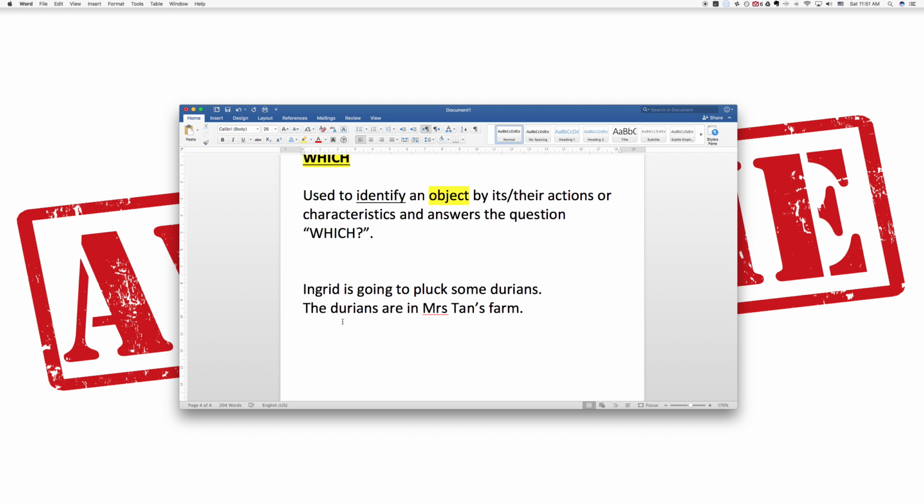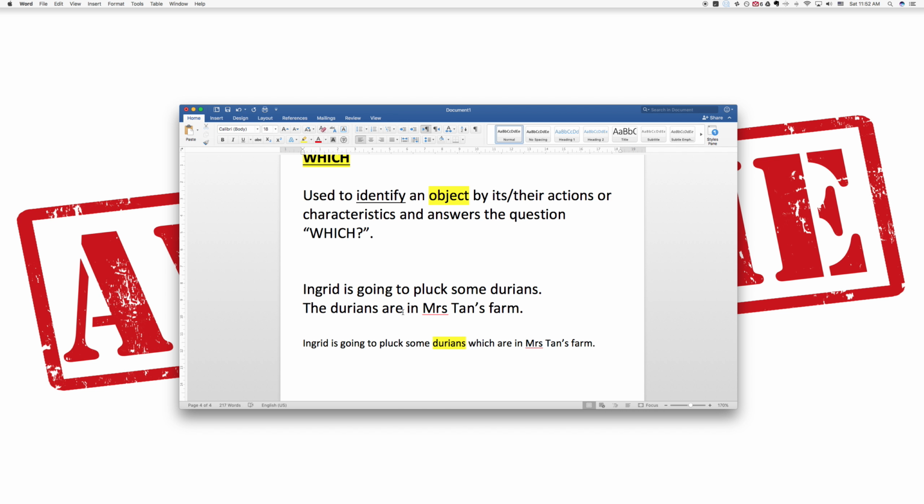Let's go ahead and plug in the stem of the sentence. Ingrid is going to pluck some durians. And now I need to ask myself, which durians are these? Are these durians found somewhere else? Or are they special durians that are only found in Mrs. Tan's farm? That's right, they're only found in Mrs. Tan's farm. So Ingrid is going to pluck some durians which are in Mrs. Tan's farm.